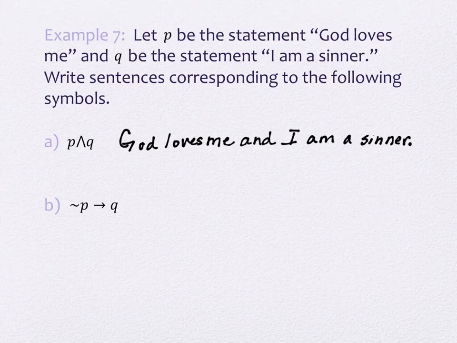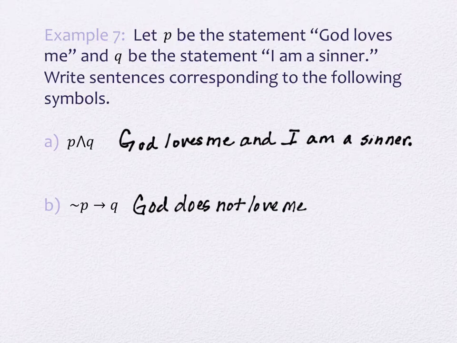Okay, we're going to do the same thing on part B. Part B has a tilde P at the beginning, so what is tilde P going to be? Not, okay, it means not, you're right. Not what? The not about the God statement. I need a sentence. Can we get a sentence? God does not love me. That's exactly what that symbol means in that location. It's the negation of God loves me, which is God does not love me. Okay? That's what the symbol says.